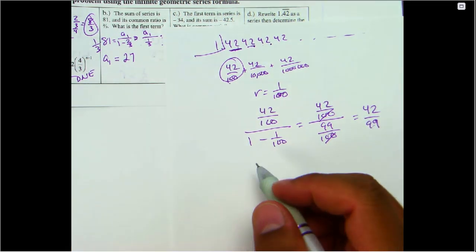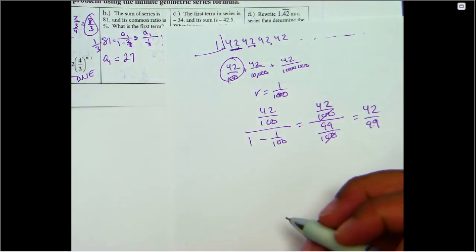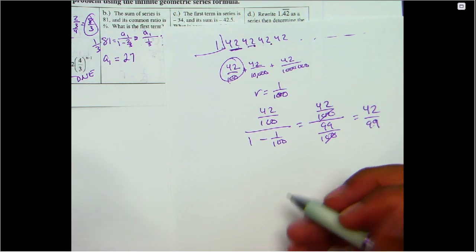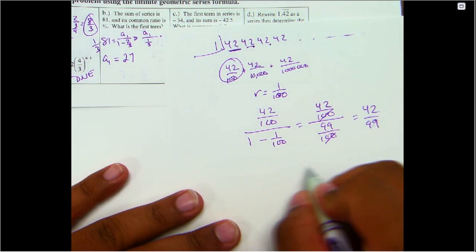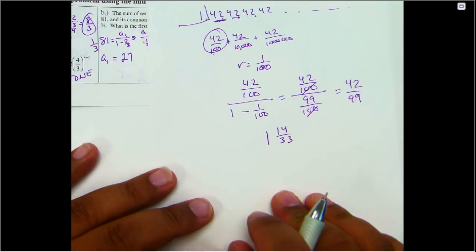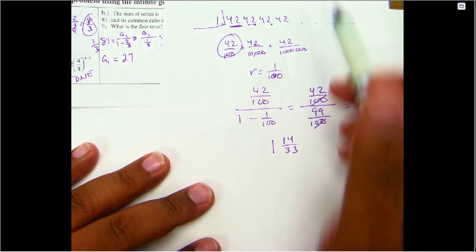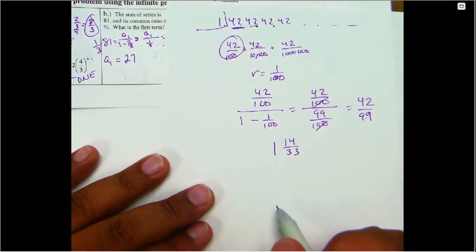Does that simplify? What does it simplify down to? In fraction form. So that means this is 1 and 14 over 33 as a fraction. That repeating decimal, 1.4242, is 1 and 14 over 33.